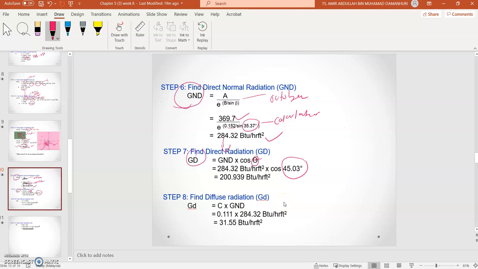So this is the value of GD. GD is equal to C. C is from the table of month of October here, right? The month of October here, which is 0.11 times the GND value from here. We just put into here, and then we get the value of GD here.